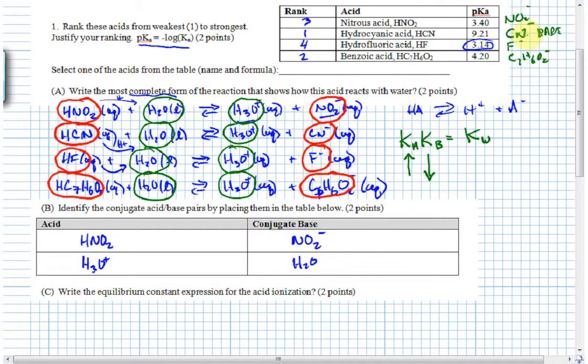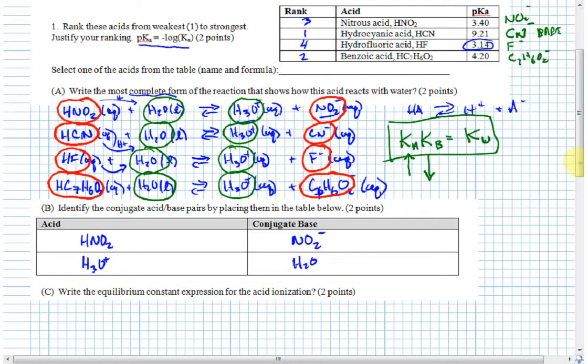Okay? Relatively strong acid, relatively weak base. Relatively weak acid, relatively strong base. Relatively strong acid, relatively weak base. Again, it's all summarized mathematically by this lovely little relationship: Ka times Kb is always equal to Kw.